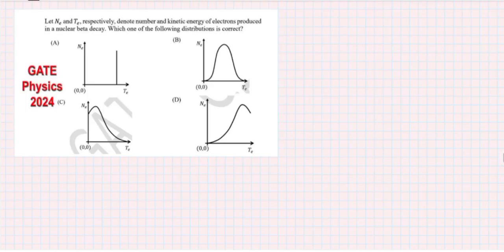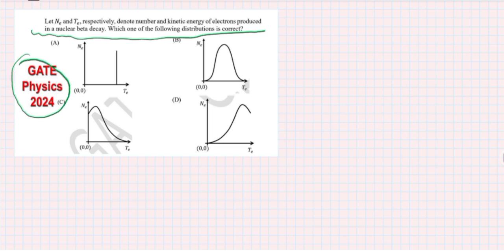So basically, this question was asked in the GATE physics 2024 exam. The question comes in the nuclear physics section, related to the radioactive decay process.